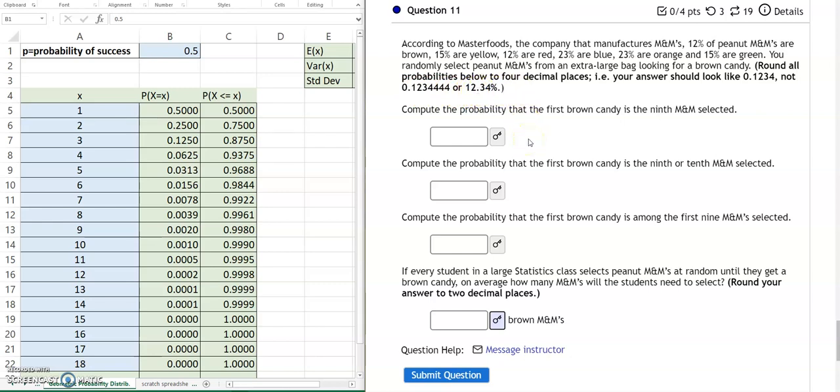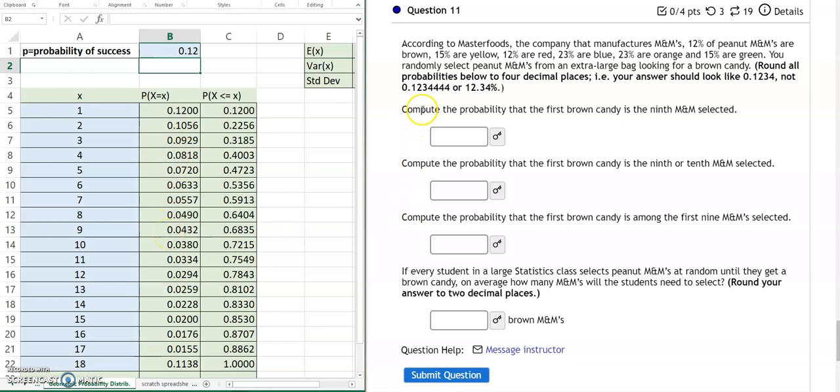So basically here we're using a geometric probability distribution, and this one for the most part we don't do too much changing in this sheet because we're going to be focusing on a brown candy for this problem. We need to change the probability of success to match the probability of getting a brown peanut M&M. In this case, because 12% of the peanut M&Ms are brown, we need to change this from 0.5 to 0.12 to match the 12% converted into a decimal. Alright, so now we have all of these values here.